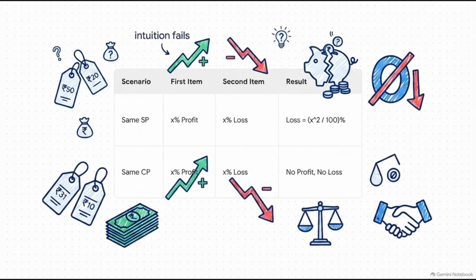But, and this is a big but, look what happens if you sell two items for the exact same selling price, say 1,000 rupees each. Again, one was sold at a 20% profit, the other at a 20% loss. Most people will instantly guess it's a break even again. It is absolutely not. When the selling price is the same, having an identical percentage of profit and loss always results in an overall loss. Every single time. The formula to find out how much is just x squared divided by 100%. So 20 squared is 400. Divided by 100 is 4. You didn't break even, you just suffered a 4% loss across the entire transaction.